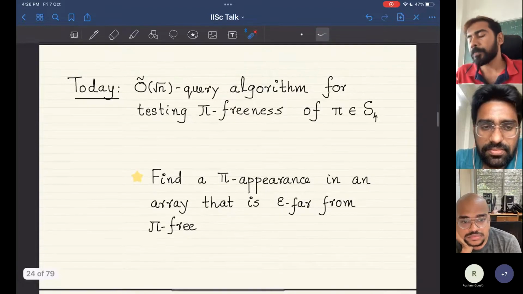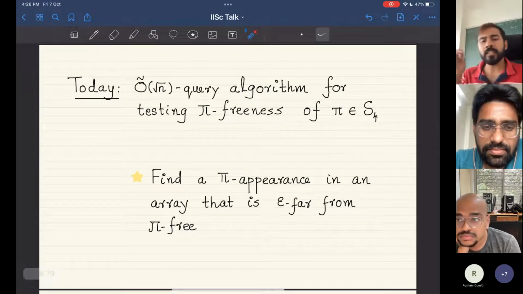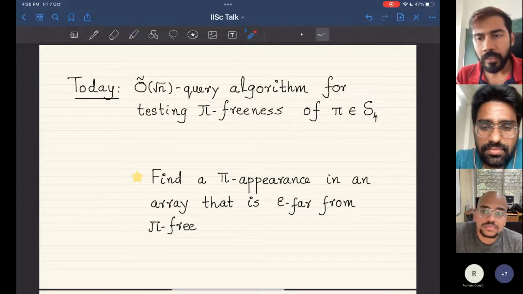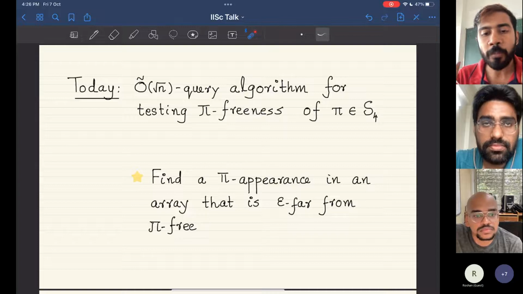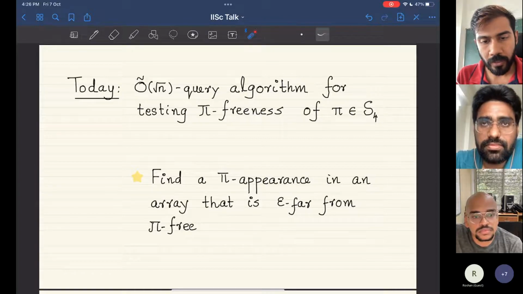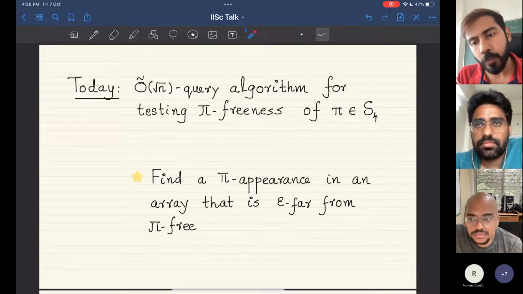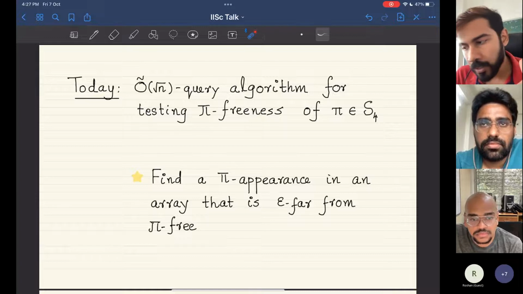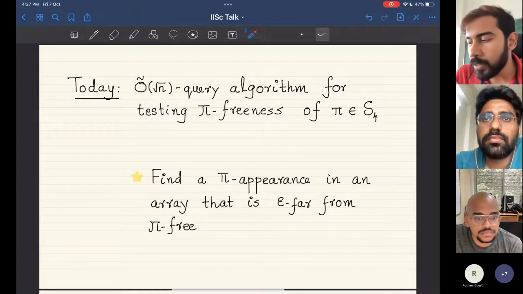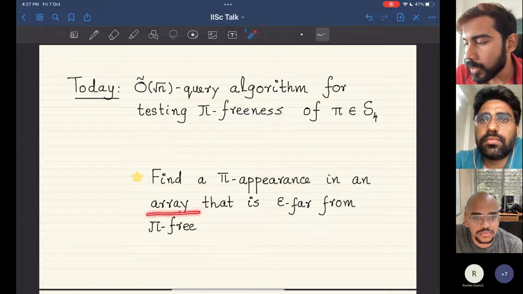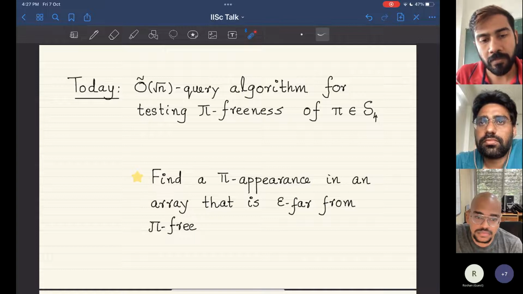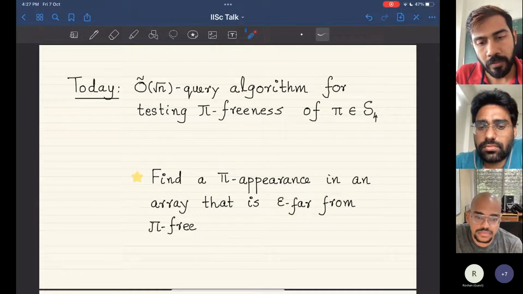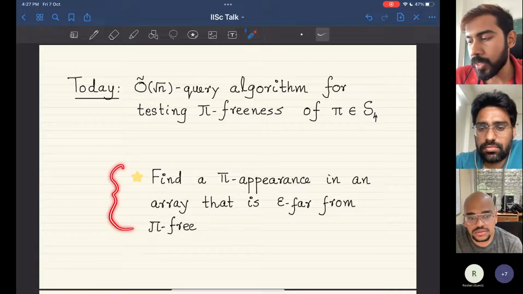And so I said that our tester has one-sided error, and if you did not follow that, it's okay. Maybe you can just focus on the following problem for now. Suppose you are given oracle access to an array that is epsilon far from being pi-free. Can you find a pi appearance? This is all. So this is what I'll be trying to describe.